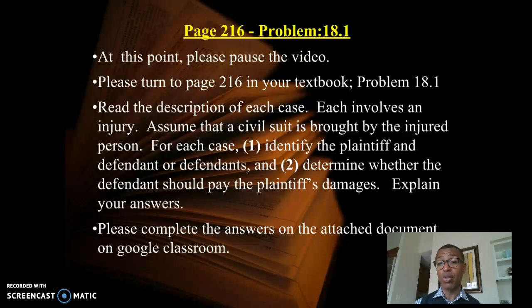So you have two things to do. Number one, identify the plaintiff and the defendant or defendants in each case. And the second thing you must do is determine whether the defendant should pay the plaintiff's damages, and then you must explain your answer. I put on Google Classroom a document for you to fill in this information. When you have completed it, you can just turn it in on Google Classroom. Then I want you to go back to the video because I have about 2 more slides that I would like you to look at. And then this should close out the rest of our class work today.